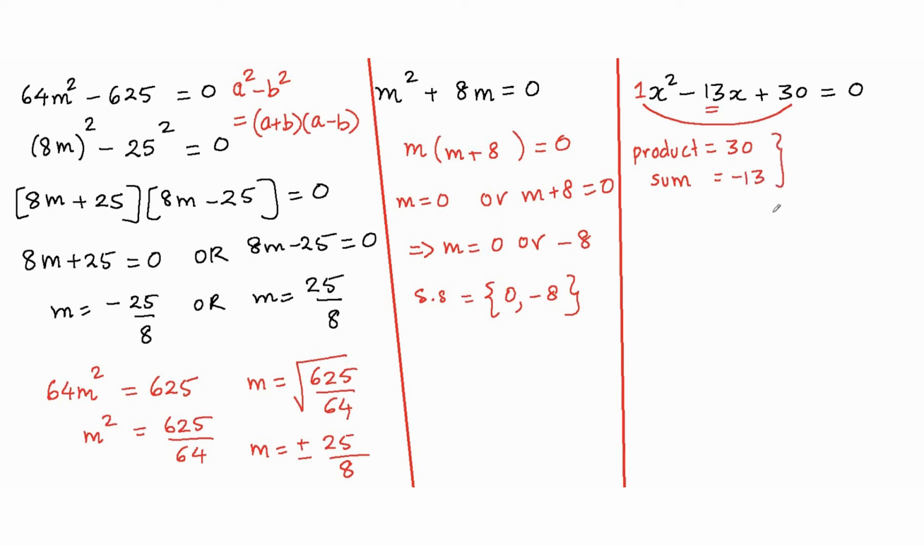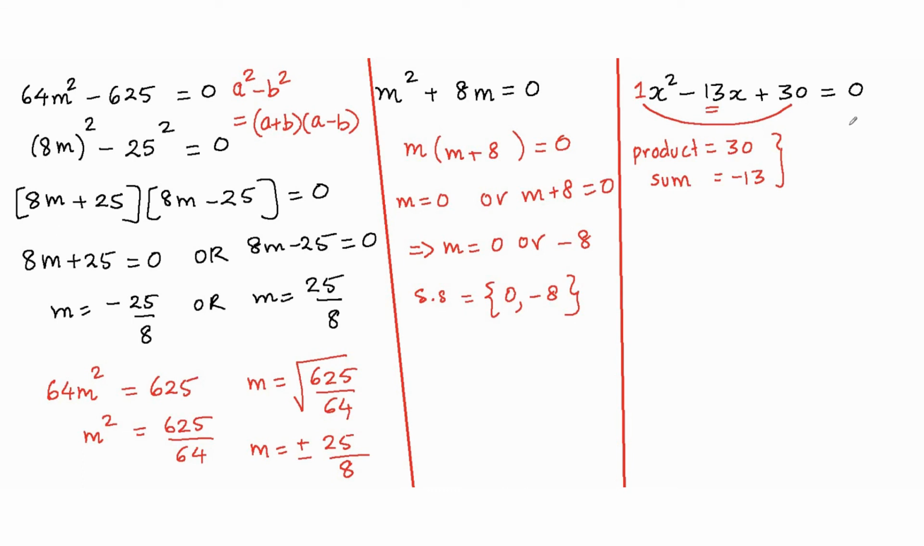And therefore, we have to now find two numbers whose product is positive 30 and sum is negative 13. Now the product is positive means that either both the numbers are positive or both are negative. And negative sum indicates that both the numbers have to be negative, right? Because if one is negative and the other is positive, the product would become a negative number.